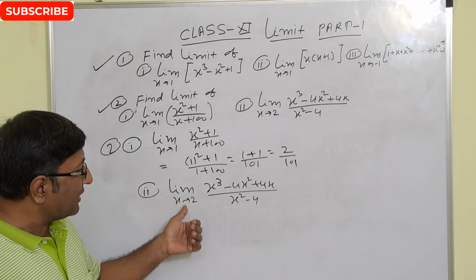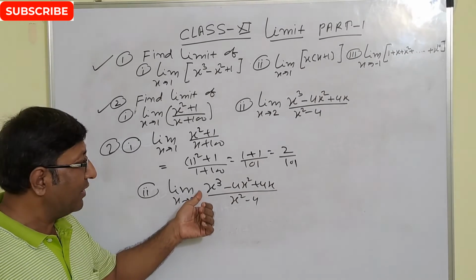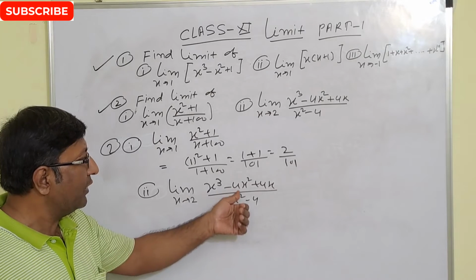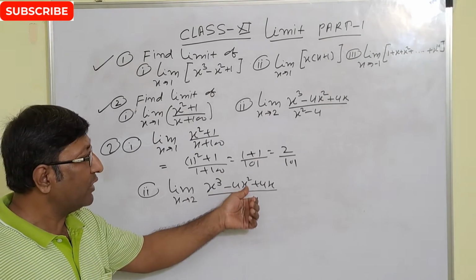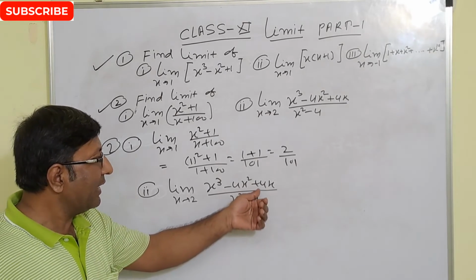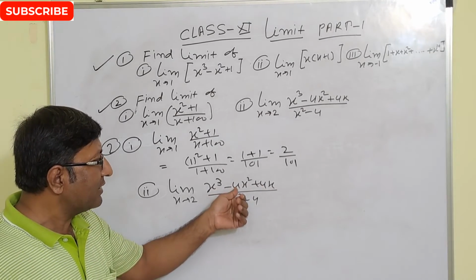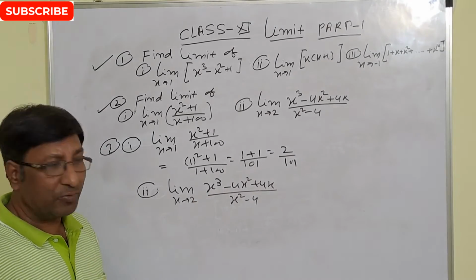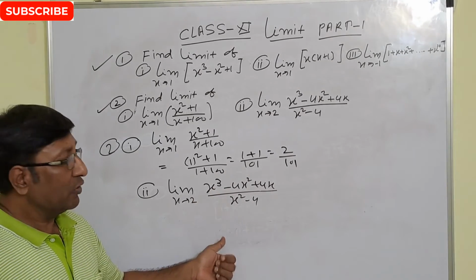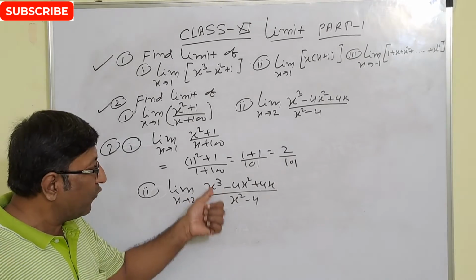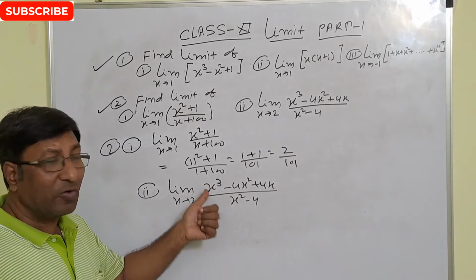If we put x equal to 2 in the numerator, 2 to the power 3 will be 8, minus 4 into 2 square, so 2 square is 4, 4 times 4 is 16, that is 8 minus 16, and here plus 8. So 8 plus 8 is 16, minus 16 is 0. So this is the 0 by 0 form, so we cannot put x equal to 2 directly. We have to first make a factor and cancel the common factor.